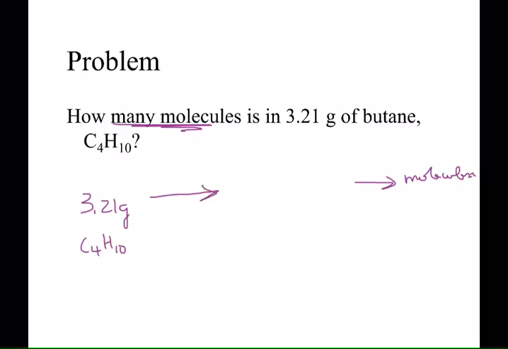So if we can get to moles, then we can get to molecules. Just to remind you how this works, what is the relationship between moles and molecules? 1 mole is equal to 6.022 times 10 to the 23rd molecules. Very good.